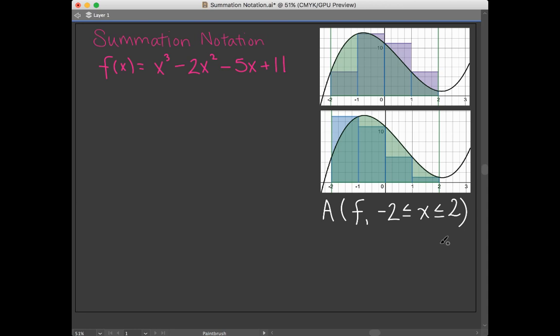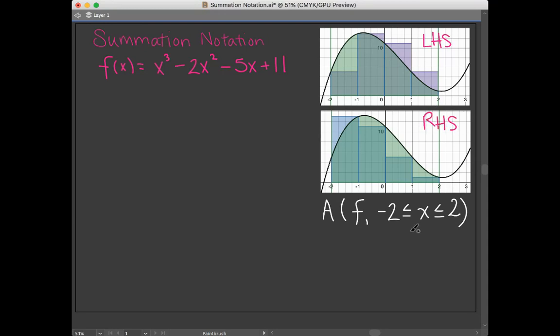Okay, so now we're going to look at the summation notation for the area under the function f. f is right here, x cubed minus 2x squared minus 5x plus 11, on the domain negative 2 is less than or equal to x is less than or equal to 2. But we're actually going to write this in a more generalized way, so that it'll be easier to change things around if we decide to change the domain, or whether we're using the left-hand side rectangles or the right-hand side rectangles.